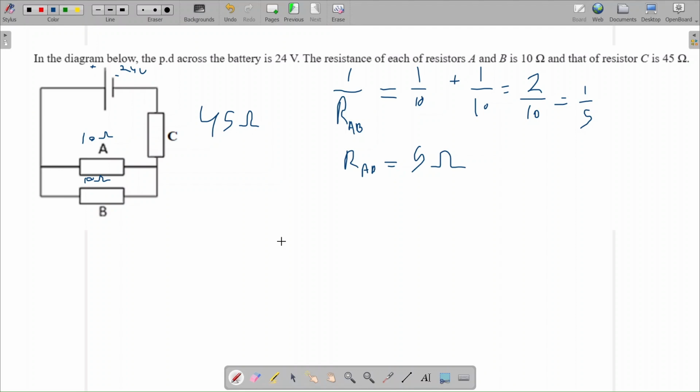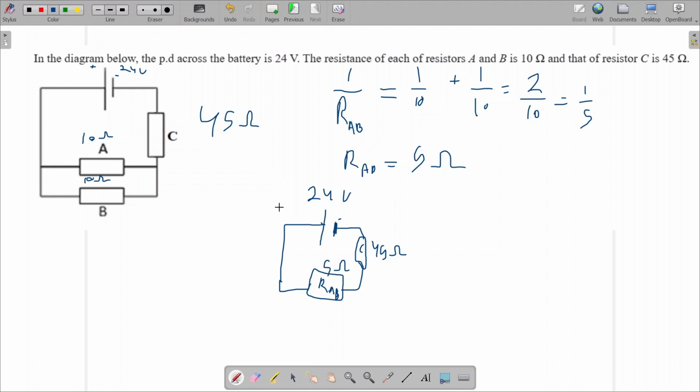So now we're going to draw this in series and we're going to take RAB as its own resistor. Let me show it to you. So this is our negative terminal. This is our positive terminal. And the voltage never changed. We didn't do anything with it. 24 volts. So here, RAB, and we're gonna go here. This is gonna be C, which is 45 ohms, and RAB is 5 ohms. Perfect. Okay, so where do we go from this now?